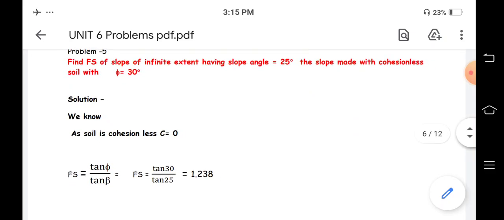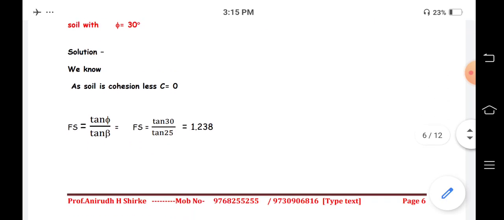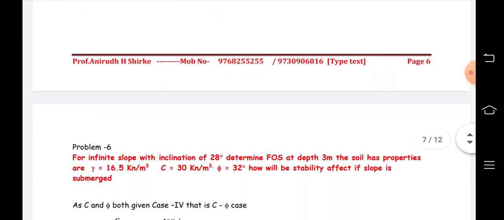As the slope is made up of cohesionless soil, no water content is given. So we have assumed the slope is made up of cohesionless soil, that is, the value of c equal to 0, and there is no water content, meaning the slope is made up of dry soil. So we know the formula for the first case, that is Fs equal to tan of phi upon tan of beta.